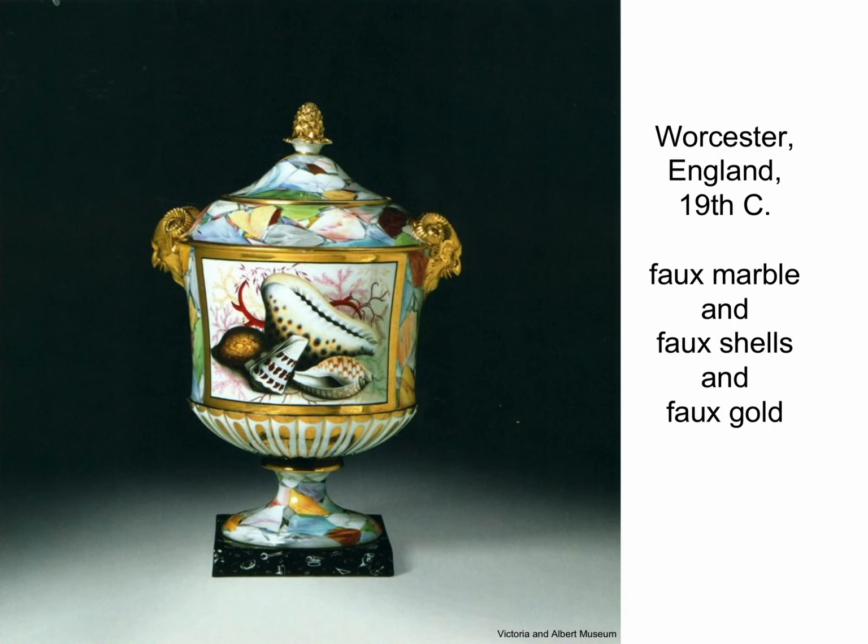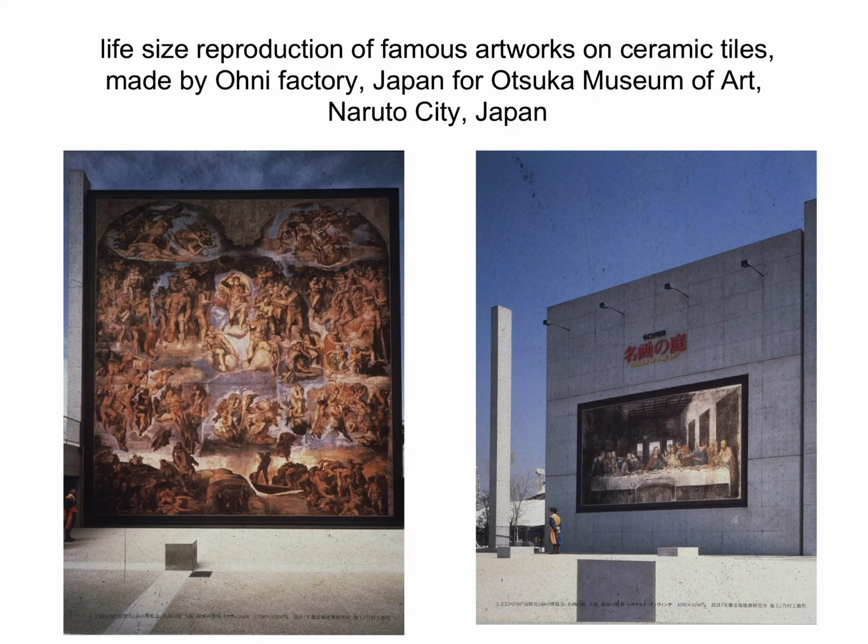A beautiful example here of a trompe-l'oeil surface with shells and corals, and then faux marble, faux bronze, all of it coming together on a porcelain object made at Worcester in England in the 19th century.